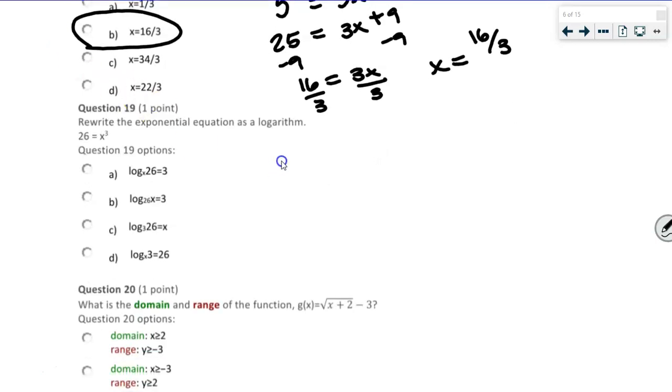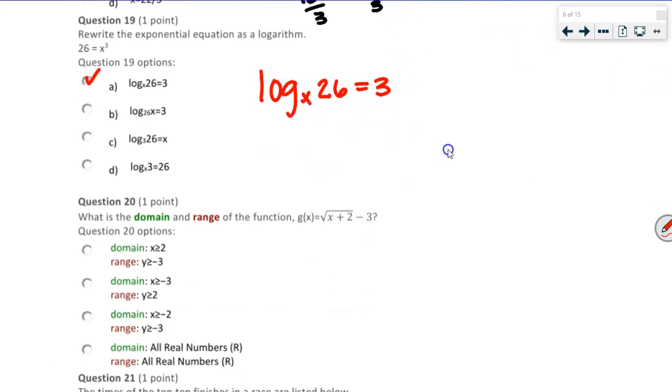Rewrite the exponential equation as a logarithm. So this time we have our base. So our base is the x, so it's going to be log base x of what's on the other side of the equal sign, which is 26, and that's going to be equal to 3. So basically, we're just flipping the script here. So this answer was that one.